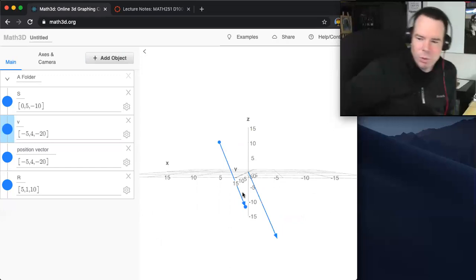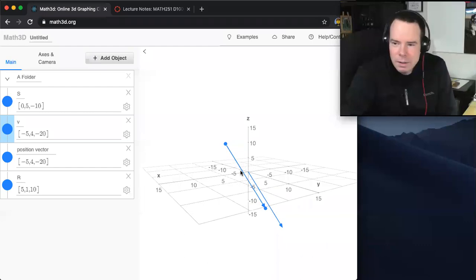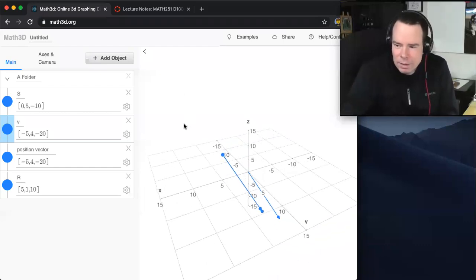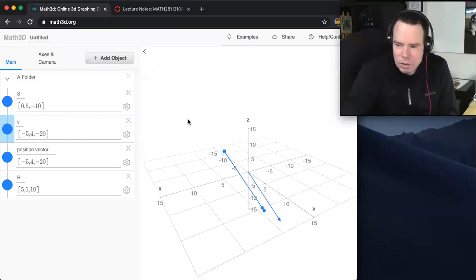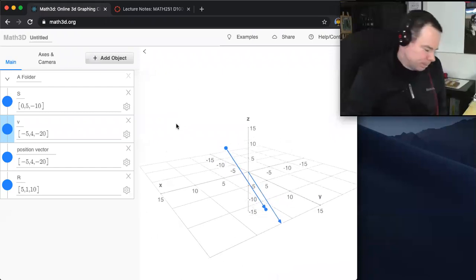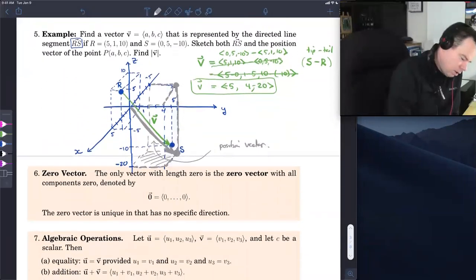I'll leave you to explore this. I'll probably do some things in later examples, but just so you know, this is a freely accessible web tool. You can play around with it, but it's actually quite powerful and you can get some good visualizations to help you think in 3 dimensions. Okay, let's go ahead and continue on.